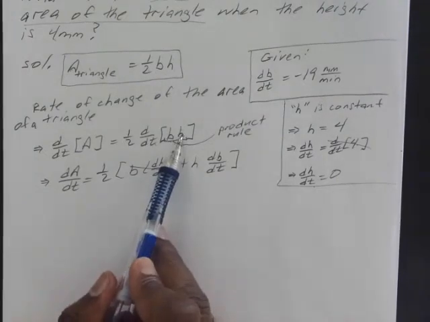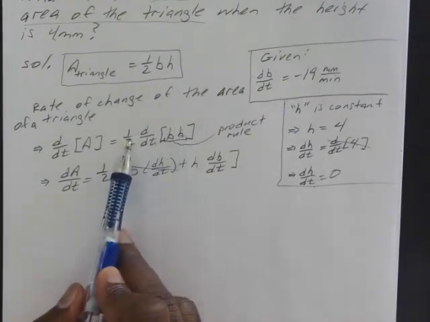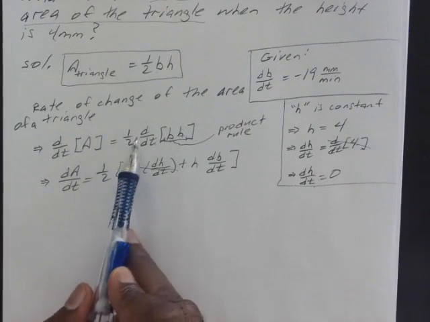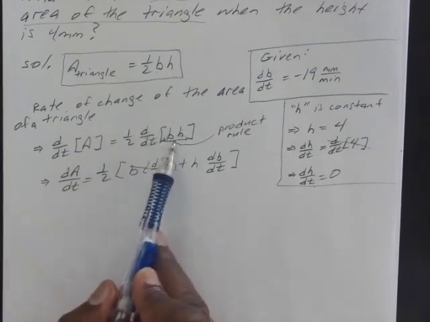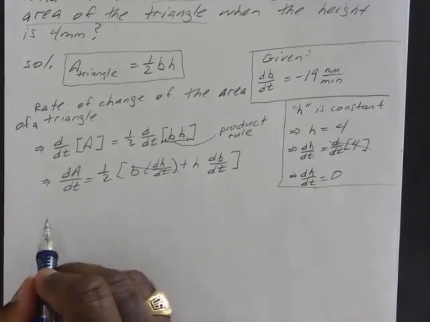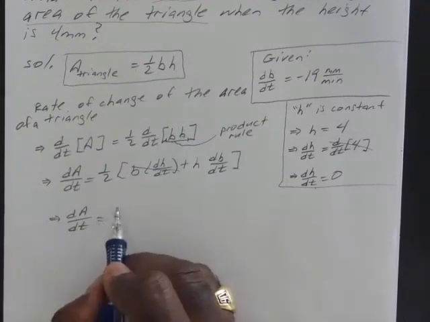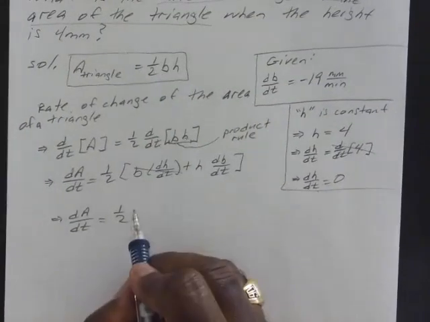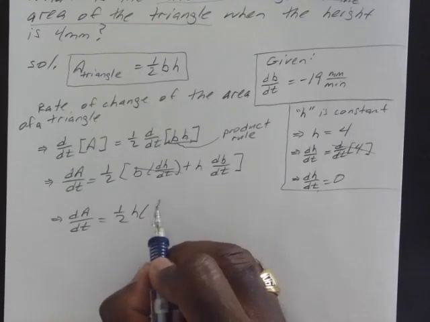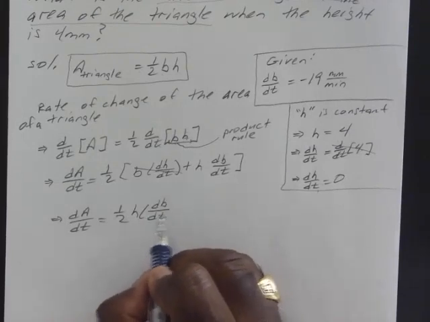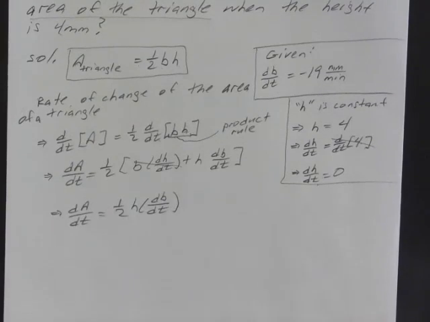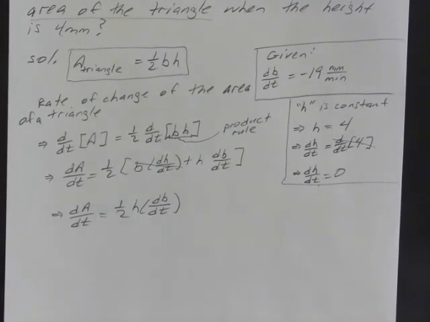Okay. But again, if we remembered and factored out the h, it would just be 1/2 times h times db/dt, which is what we're going to end up with here. Equals 1/2 times h times the rate of change of the base with respect to time. So either way, we end up with the same thing. It's just a matter of how long it took us to get there, which in this case wasn't bad, just a couple of extra seconds.